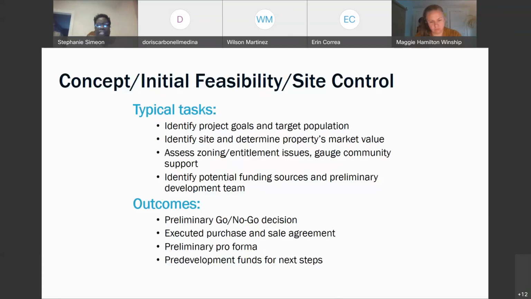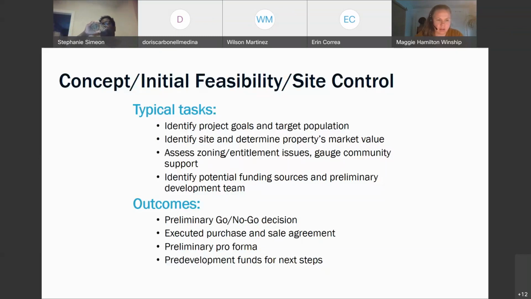At this point, if you've vetted the community for a year, you've come up with this project, and it's a thumbs up, then you're ready to go. The rest of it is mostly financial feasibility and making sure you've got the right development team. Anything you want to add, Maggie, before we go to the next slide?